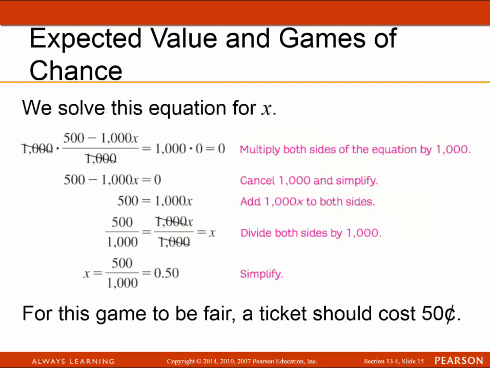So now we have this equation. We're going to have to solve for X. And then when we do all the algebraic manipulation, we find out that we end up with 0.5. So for this game to be fair, a ticket has to cost 50 cents.